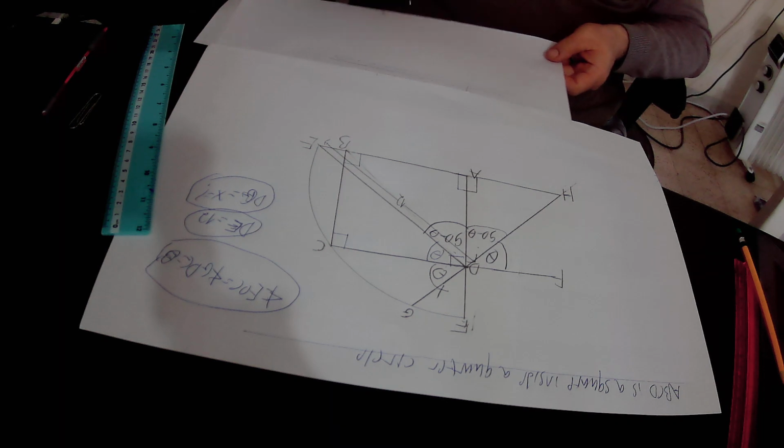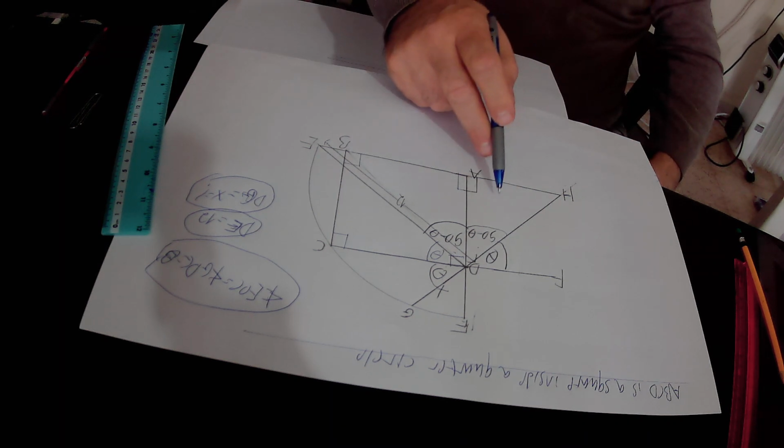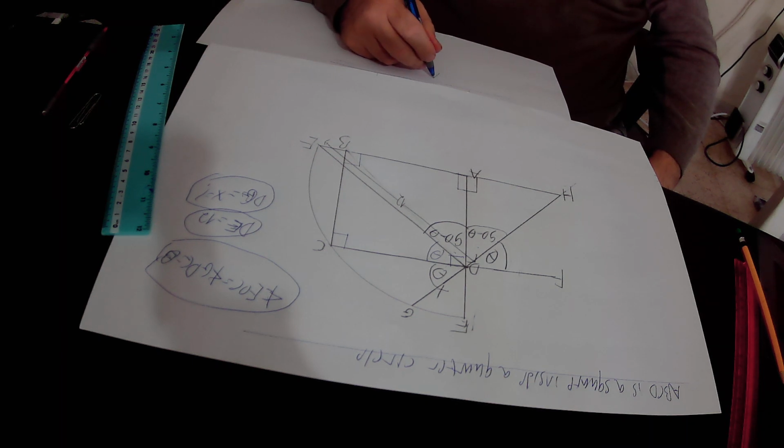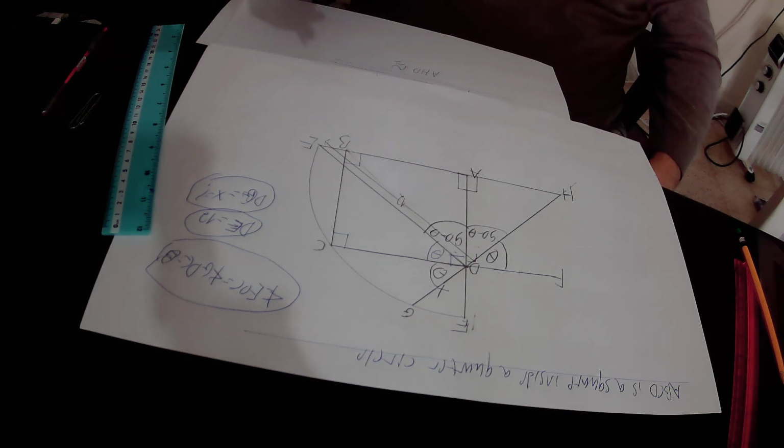So we actually proved that this right triangle AHD is congruent to this right triangle ADE.